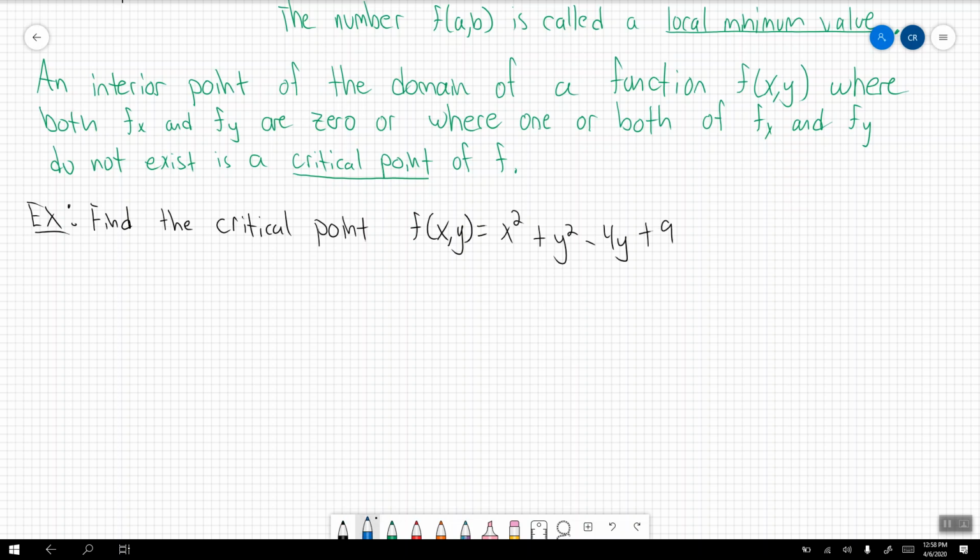So since we want to find the critical point, we're going to have to use the definition to say that we need these partial derivatives. So I'm going to take my partial derivative with respect to x first. That is going to give me 2x. Then taking my partial derivative with respect to y, that should get me 2y minus 4. There we are. Now, according to this definition, these will not be undefined because we're dealing with a polynomial function. Therefore, it must be wherever they are 0.